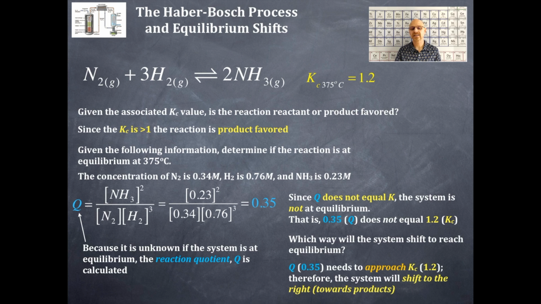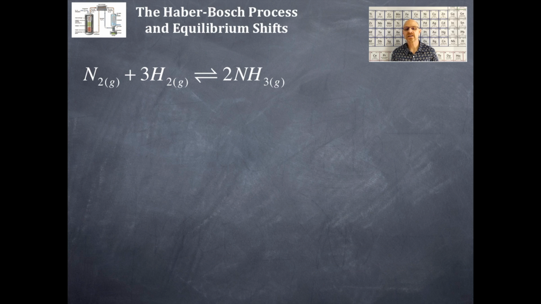So that means that the Q needs to approach the K, and therefore the system will shift towards the right, towards products. That means that I want to make the 0.35 larger. Since the 0.35, I want to make it larger towards the 1.2, and therefore the products need to increase and it will shift to the right. Hopefully that works.